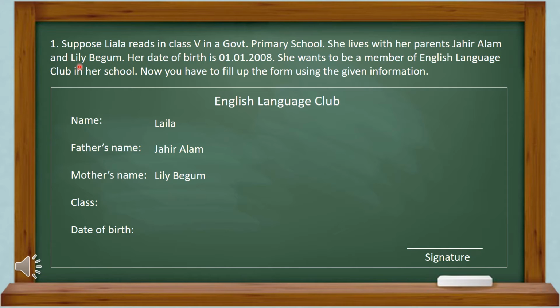So we are going to write Lily Begum. Class. Here is the information that Laila reads in class 5. So the answer is 5. The date of birth, that means 1st January 2008, and the answer is 1st January 2008. And lastly, the signature. You have to write down the name, that means Laila.